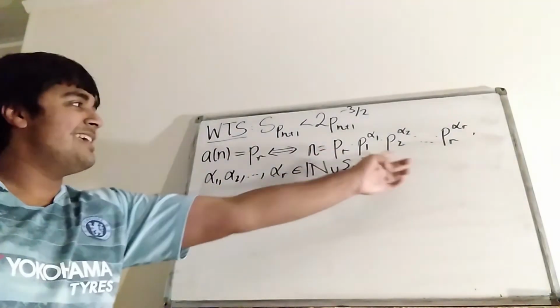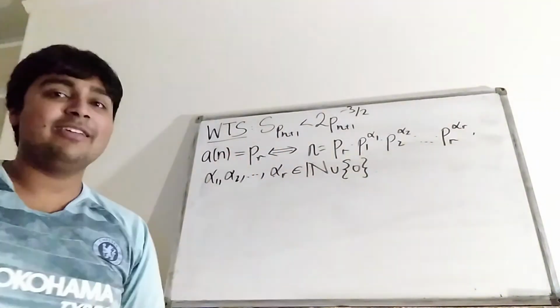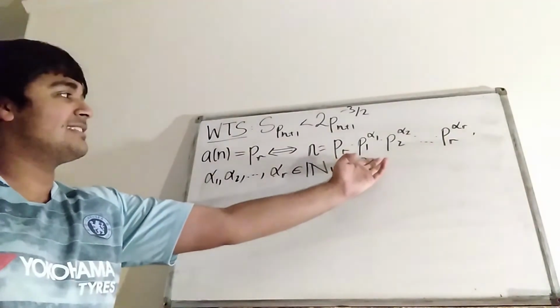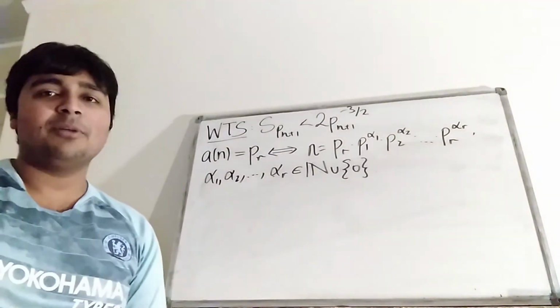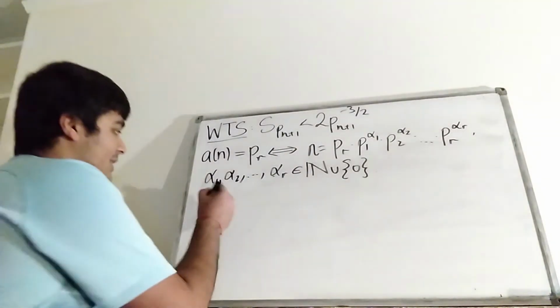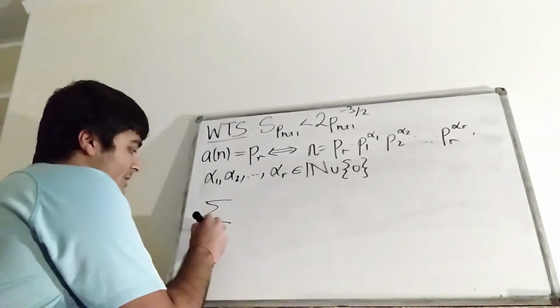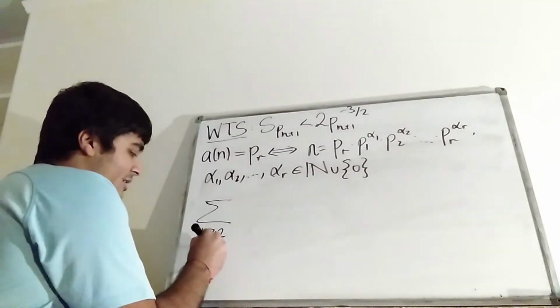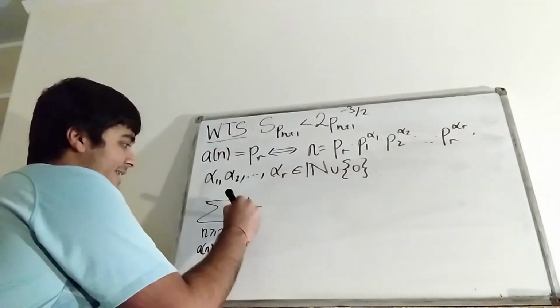If n equals this form here, then clearly p_r divides n, and p_r is the biggest prime divisor of n, because its only other prime divisors are p_1, p_2, all the way up to p_r. Okay, so this thing holds. Now, we want to consider this sum from n greater than or equal to 2, for which a_n equals p_r, of 1 over n.